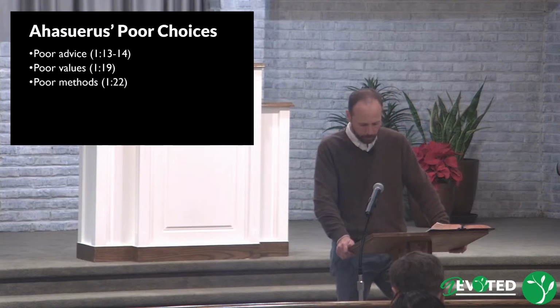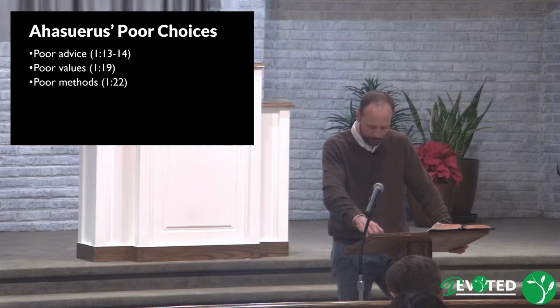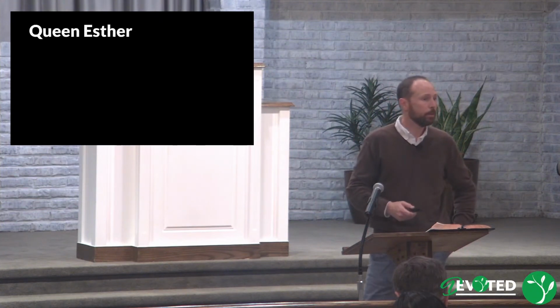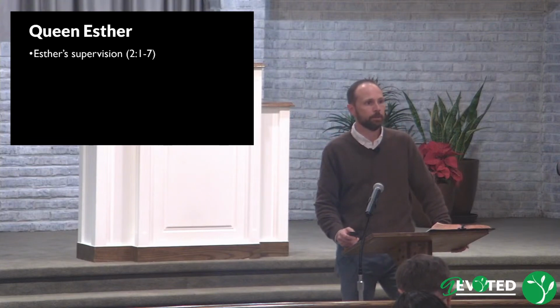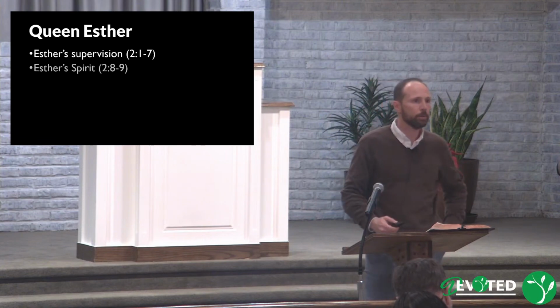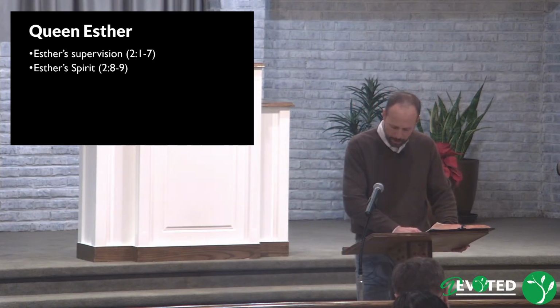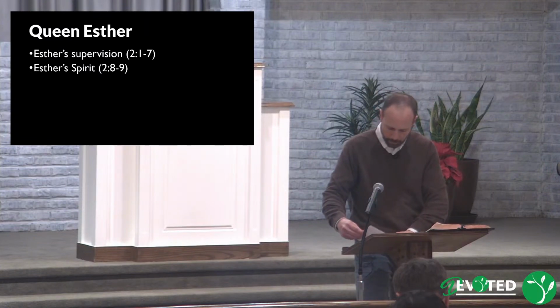He had adopted her when her parents died. And Esther is described in chapter 2, verse 7 as having a beautiful figure, and she was lovely to look at. So her looks are what got her in the door of Hegai's harem there in Susa. So after we see her supervision in this harem, we move in the second place to Esther's spirit. And she has this great attitude and wins the favor of the eunuch over the harem.